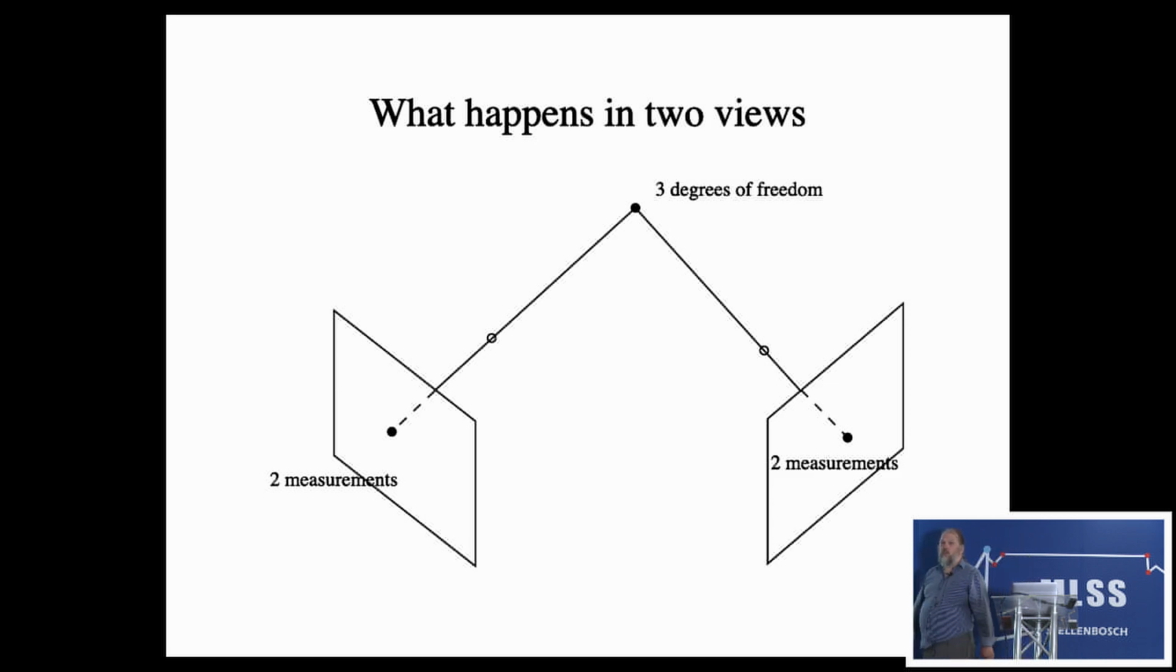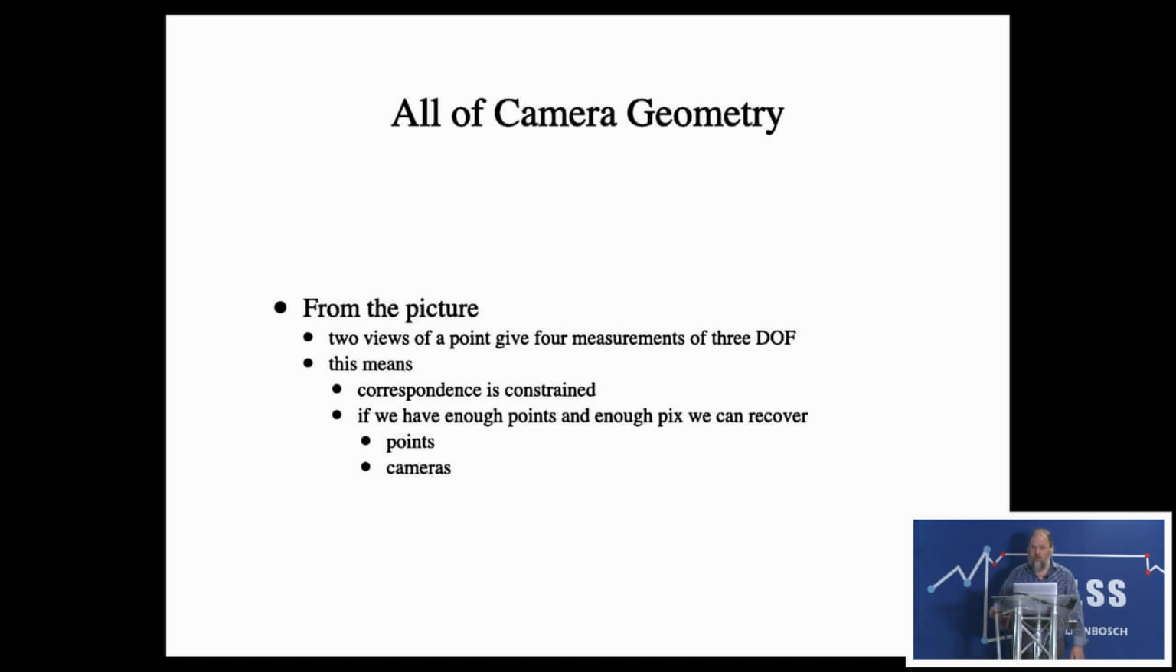Here is two pictures, multiple view geometry. Picture one, picture two. Notice something interesting. I get two measurements over here, I get two measurements over here. There are 3 degrees of freedom. So I've got 4 measurements of 3 degrees of freedom. That means there's something redundant in the measurements. And in fact, if you want to do a great deal of math on your own and you're feeling wildly creative, this is actually all of multiple view geometry. 2 views of a point give 4 measurements of 3 degrees of freedom.